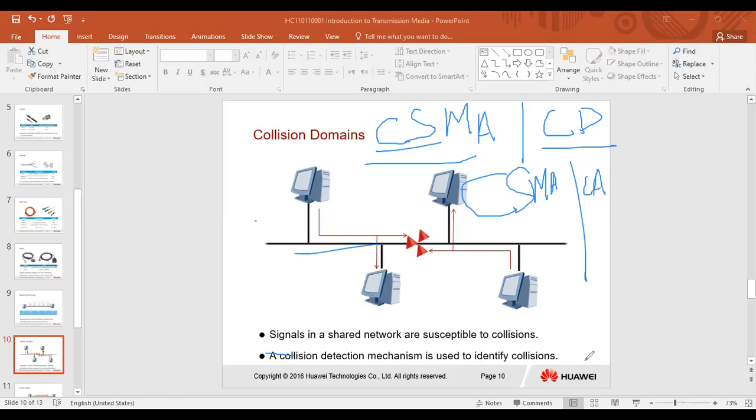Collision avoidance. In air, there is no physical path. Suppose A wants to transmit data to B and there is no physical medium between them. So how can it detect whether the air is free or not? In this case, they will not detect the collision, but they will avoid it. They will try their level best to avoid the collision. This type of technique is used in unguided media.